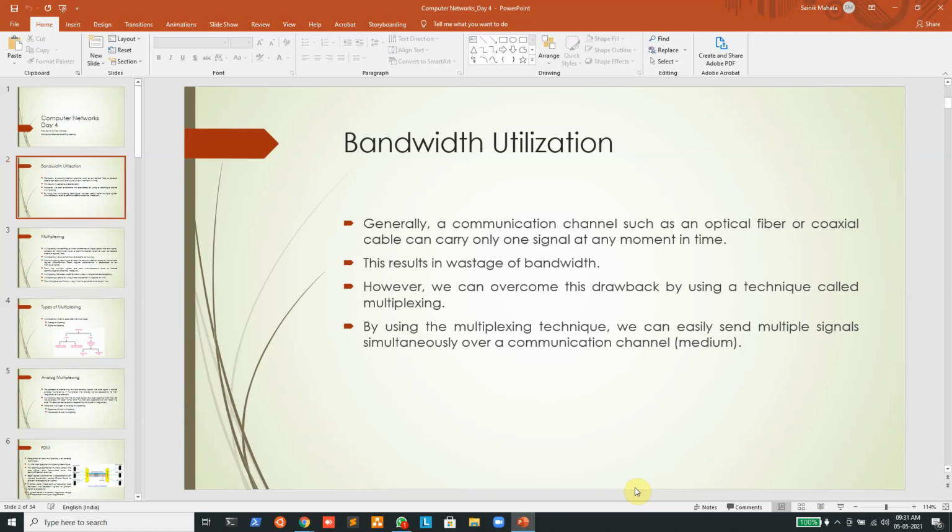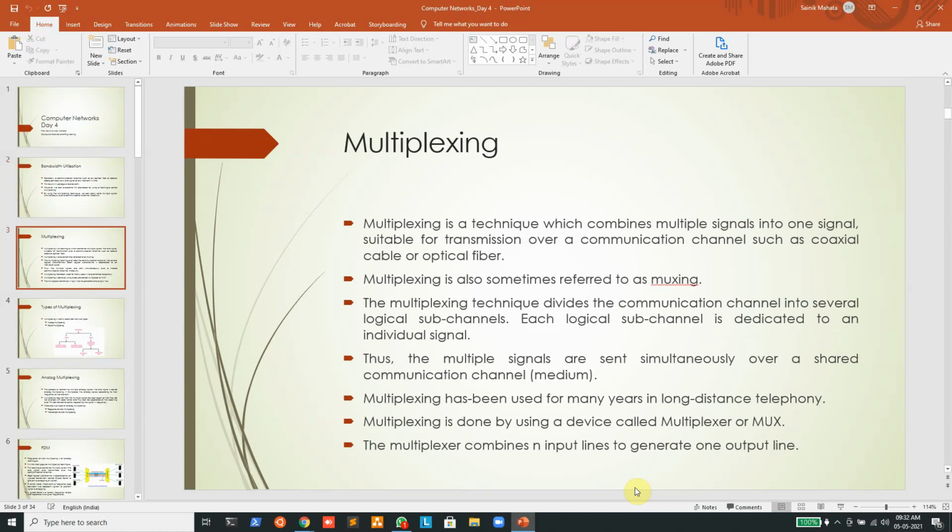However, we can overcome this drawback by using techniques called multiplexing. Now there are various types of multiplexing, and we will understand these in the later half of the slide. By using the multiplexing technique, we can easily send multiple signals simultaneously over a communication channel. In our practical life, since various computers are connected to one communication channel, it is essential that we have a technique in which all the computers can share this transmission channel to send data, right? As I said earlier, we can achieve this using multiplexing.